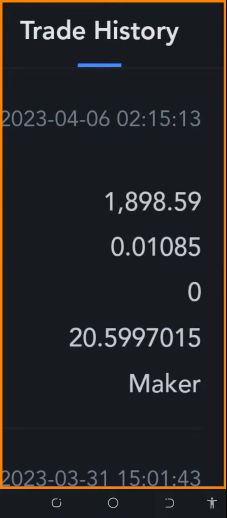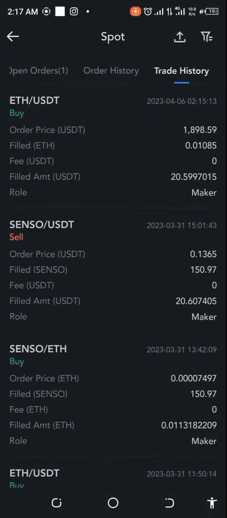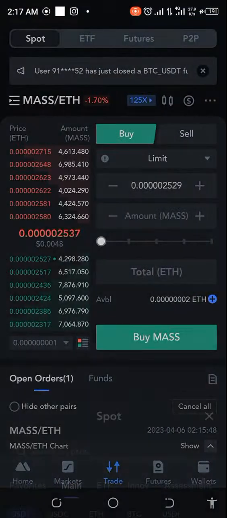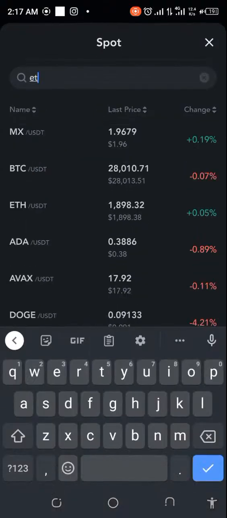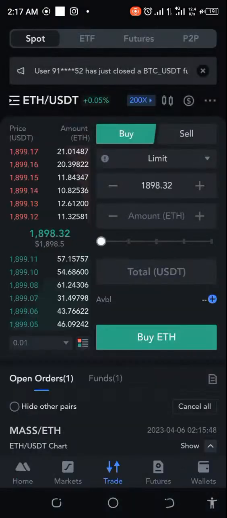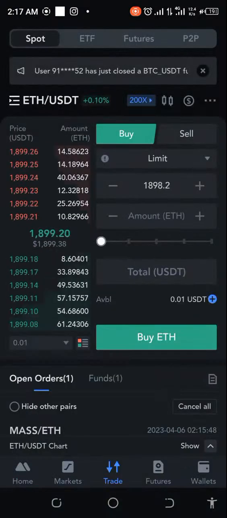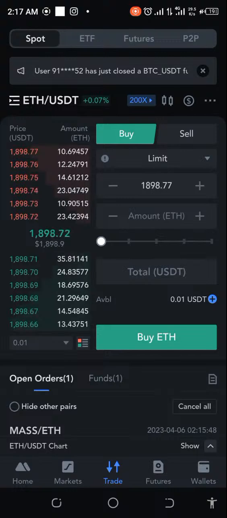Hmm. Okay. So that means if I bought it at 1898, I should be looking at ETH and make sure that once my price goes above that, I should be looking at something in that range going back to boomerang. So let's go to ETH and see what the current price is now and see whether this is doable to boomerang. It's 1899. Oh well, it's 1898 now.